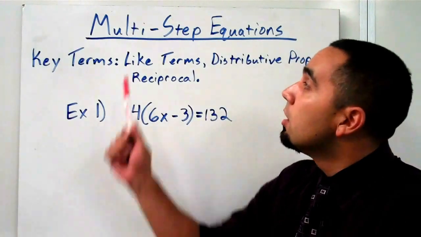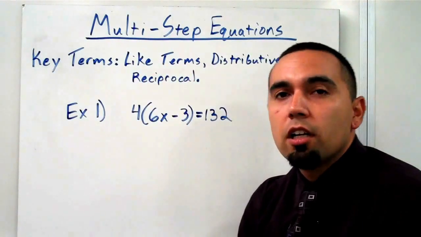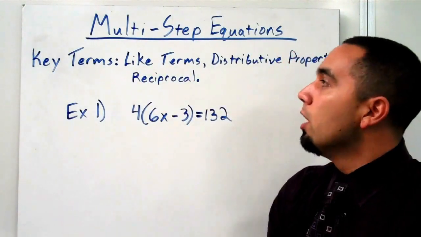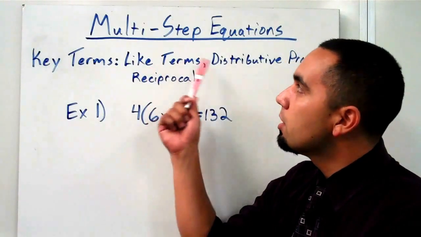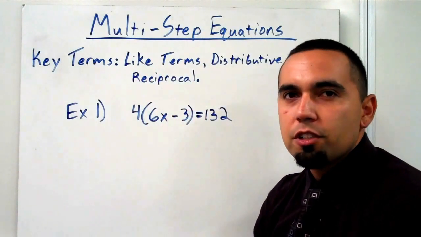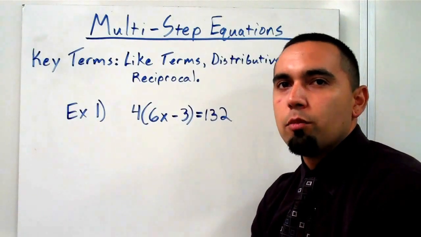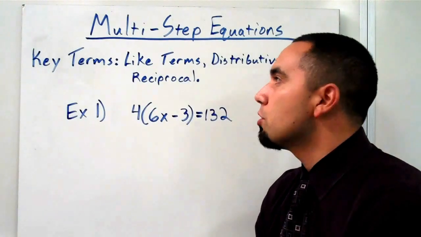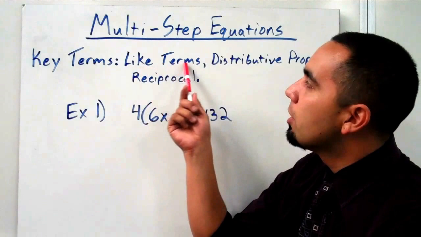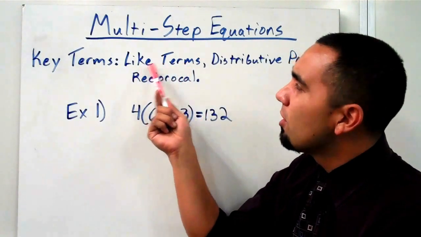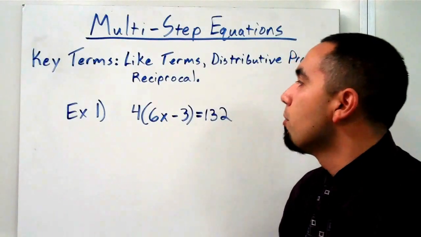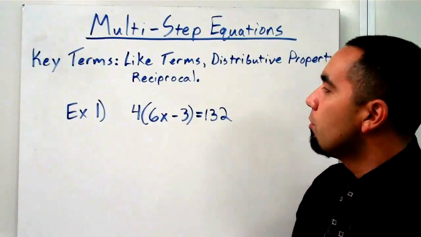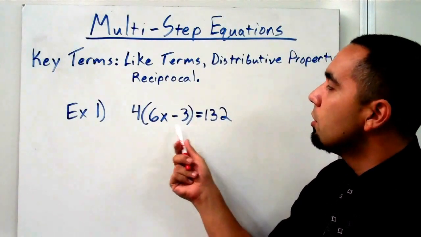All right, you guys, so this is multi-step equations. Should go pretty quick. Basically, we're just adding on to one-step and two-step equations. So multi-step equations, no real definitions. We just realized that we're going to have more than two steps in these equations, okay? Some key terms that I'm going to use, but we should already know the definitions, are like terms, distributive property, and reciprocal, okay?